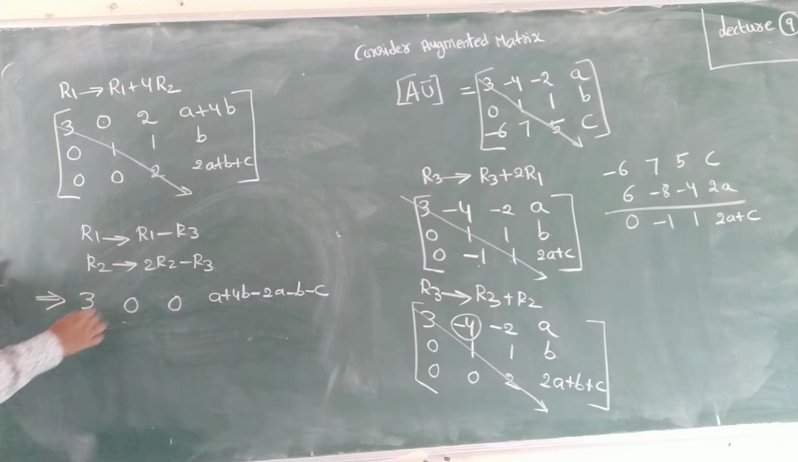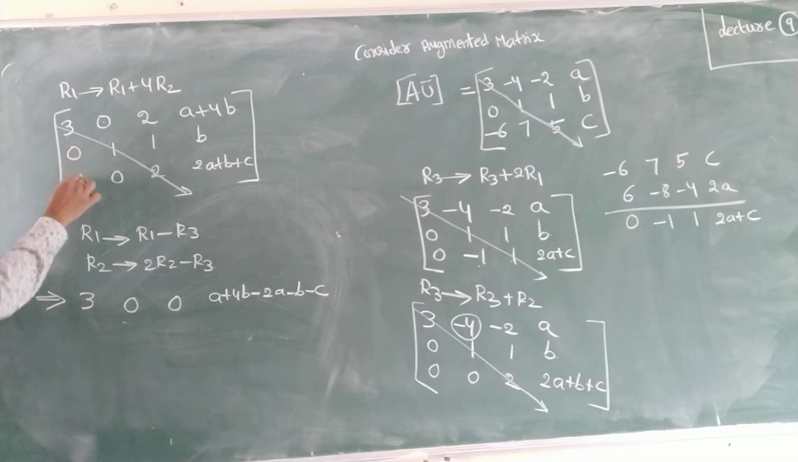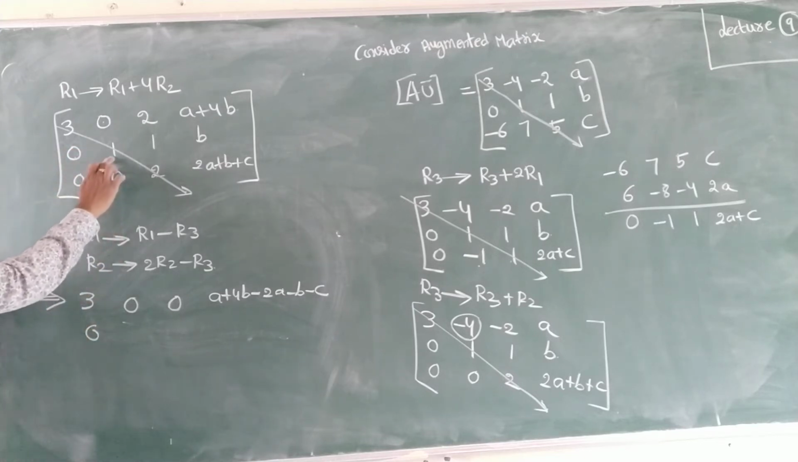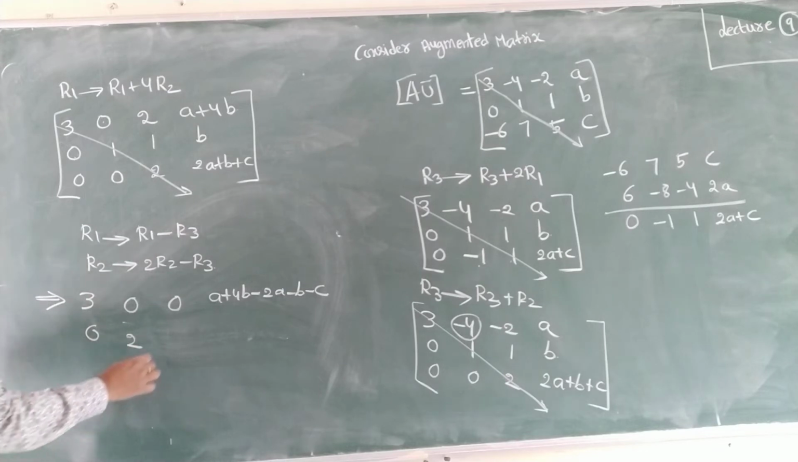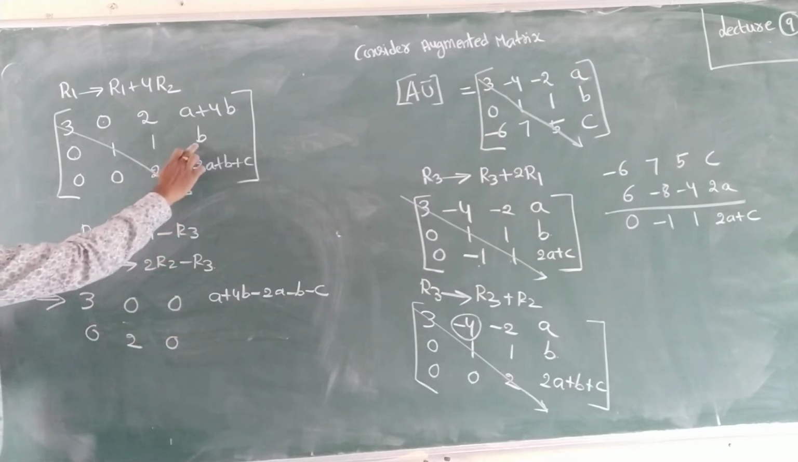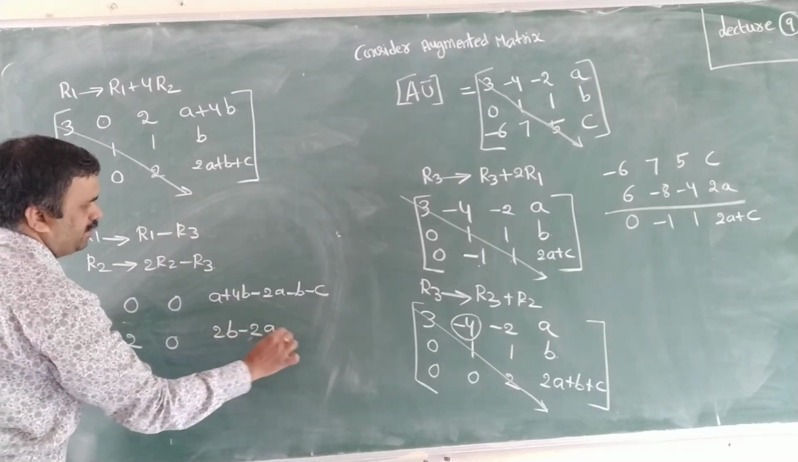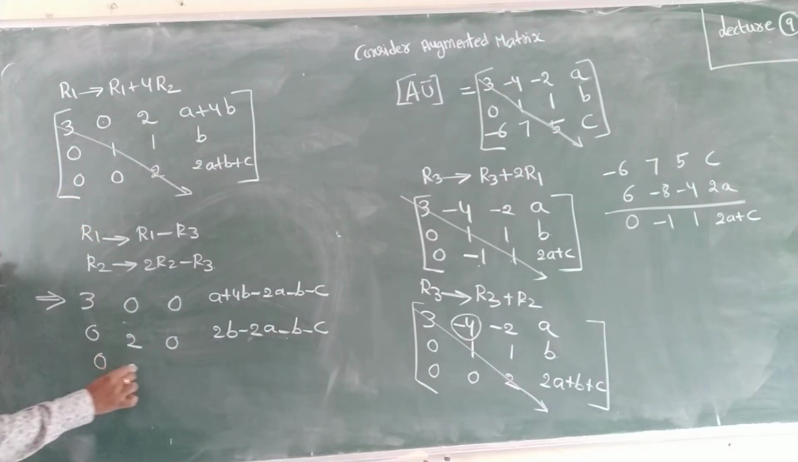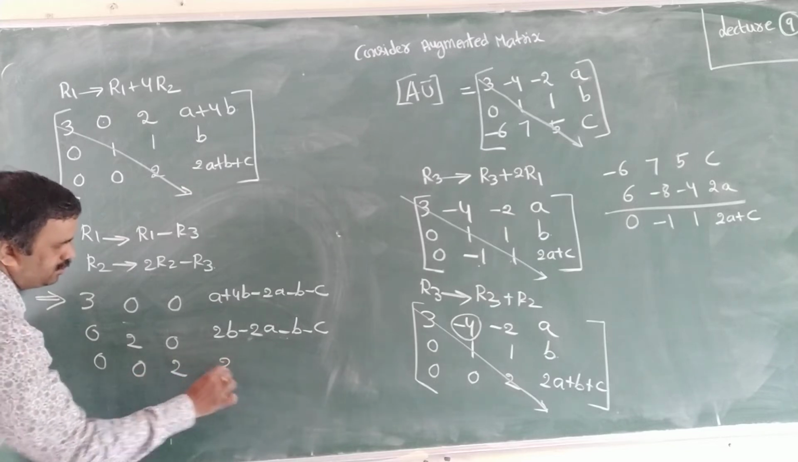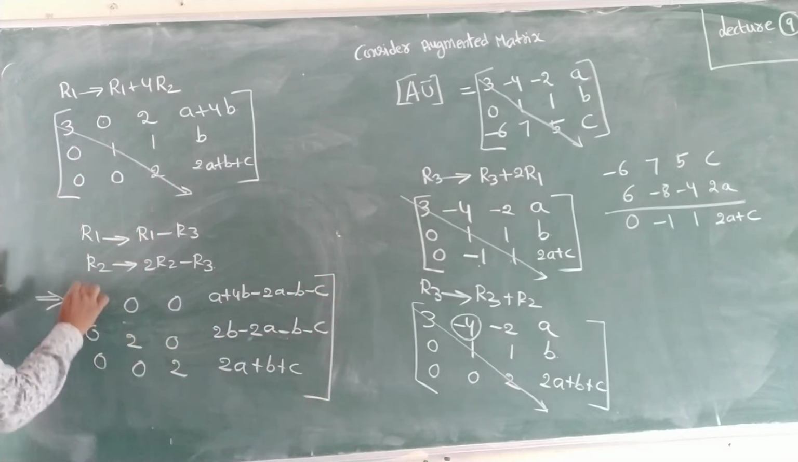Now the second row, we have to multiply 2 times and then subtract R3. 0 into 2, 2 times 0 only. 0 minus 0 is 0. This is 2. 2 minus 0, this is 2. 2 times 2 minus 2 is 0. And this is 2 times 2b, which is 2b, and this subtraction minus (2a minus b minus c). And now the third row: 0 0 2, 2a plus b plus c.